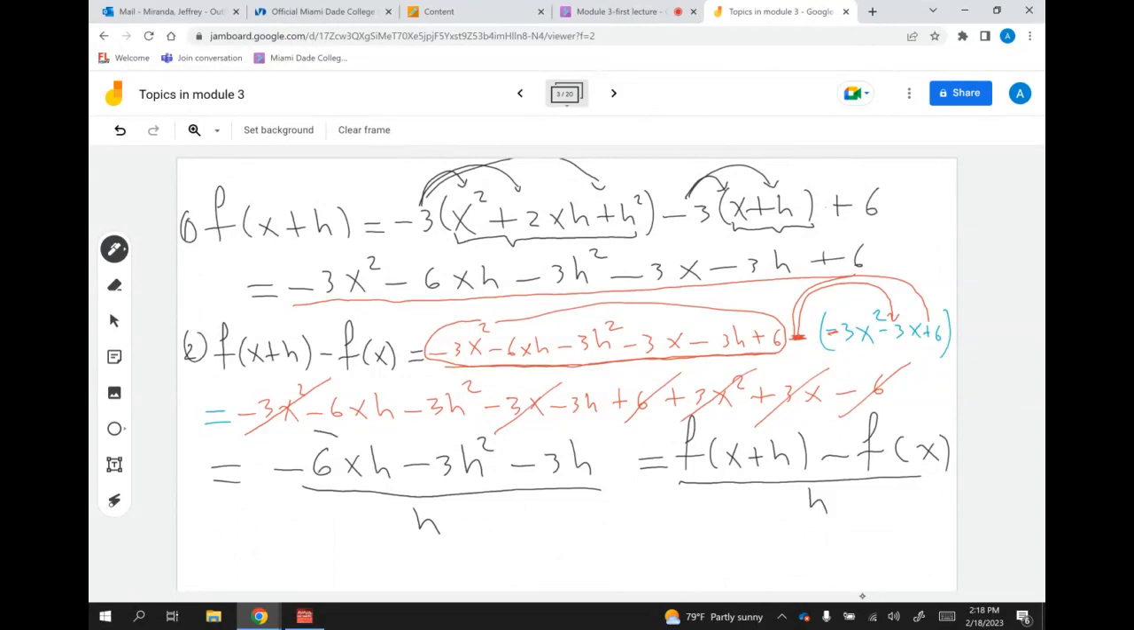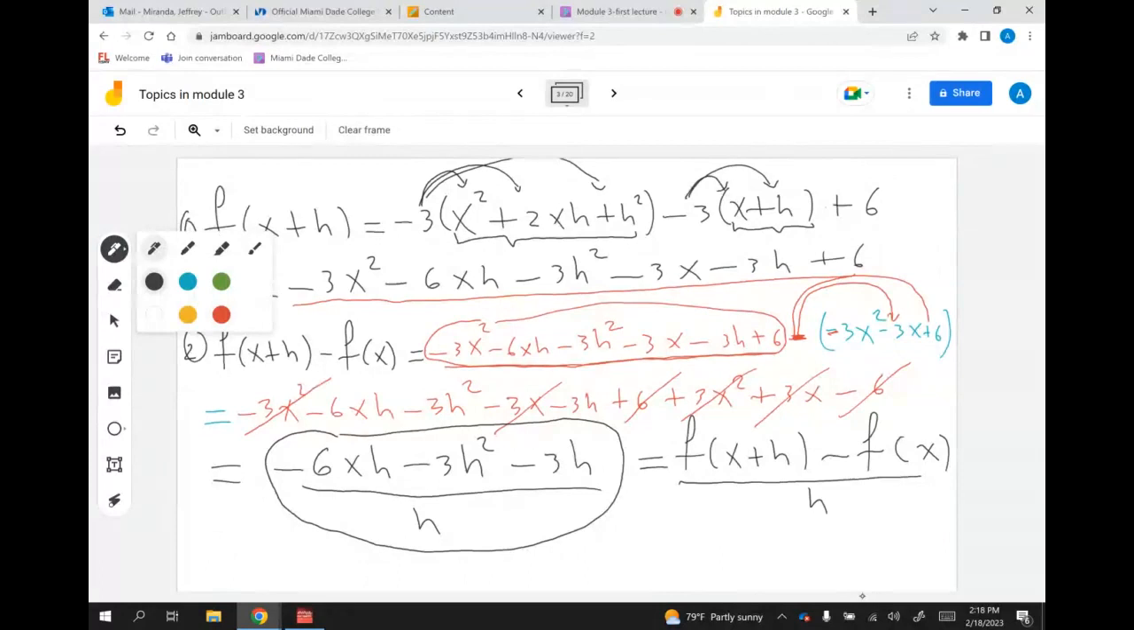So now this is where I need to simplify. Okay. That's what I need to work on. Everything else at this point was already done. That's where I am now. I want you to look at every term in the numerator. That is negative 6xh minus 3h squared minus 3h. My question to you is, what is the common factor of the numerator? And as you can see, in each term, there's an h contained. So that's the common factor. So we're going to factor out the h.